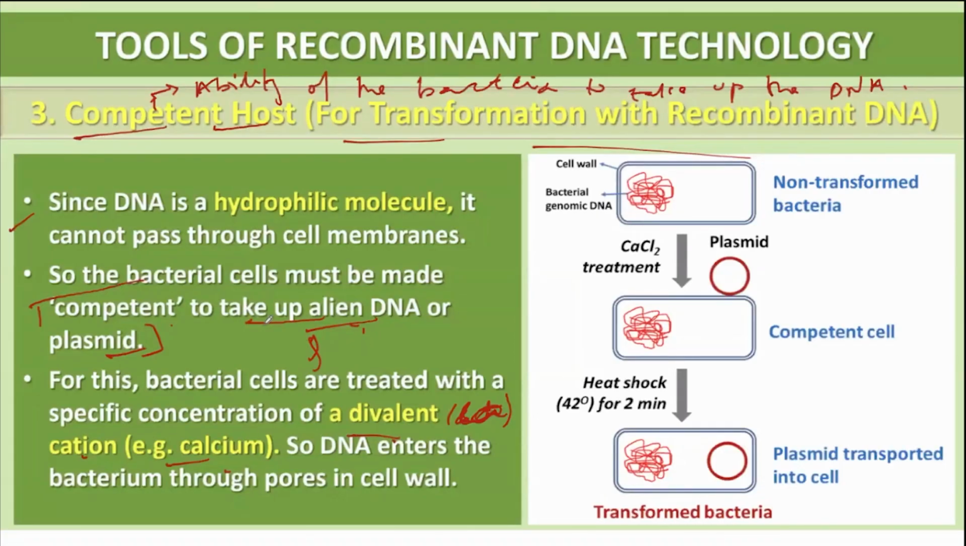So now we have understood that DNA is a hydrophilic molecule and cannot pass through the cell membrane, because the cell membrane is hydrophobic. So the bacteria must be made competent, for which we use calcium treatment. Since both the DNA and the cells are negative, we give the calcium, and then they can attach to each other. Then we give a 40-degree shock, which opens the pores, and the DNA enters. Then we close it again. That is a transformed bacteria. So this is the entire process.